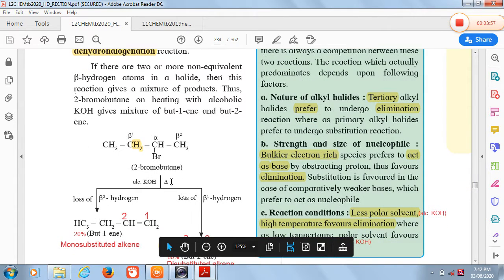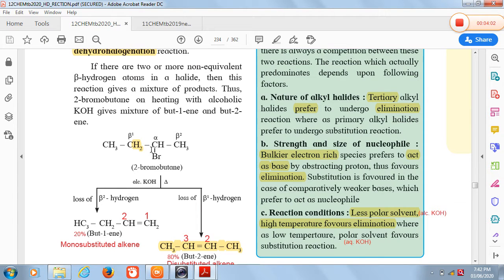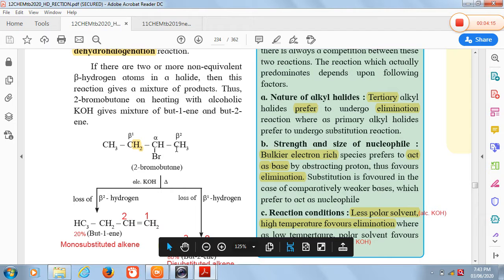When we write a reaction with alcoholic KOH, Br is removed from the alpha carbon and hydrogen is removed from any one of these two beta carbons. If we remove the hydrogen from this beta 2 carbon, then the double bond is between the alpha and beta 2 carbon. So we get CH2 double bond CH, and C2H5 or CH2CH3 as it is. The double bond is present on the first carbon, so we get but-1-ene as a product.